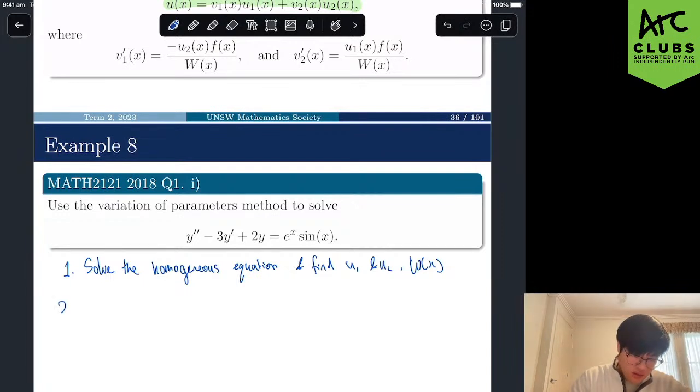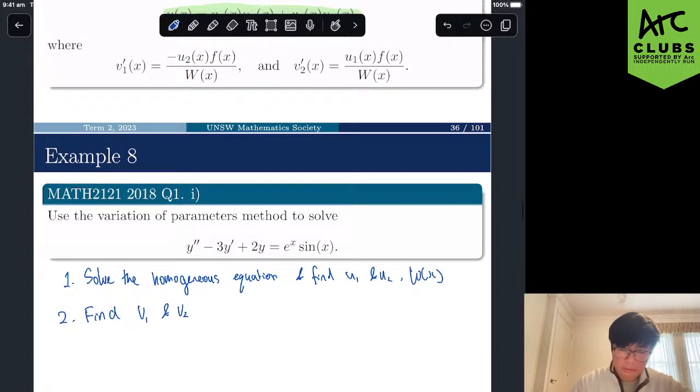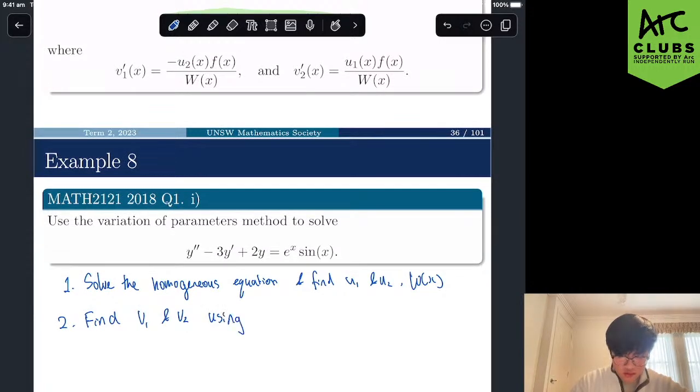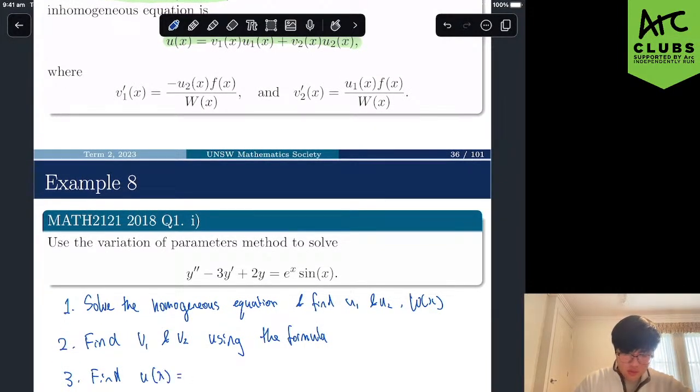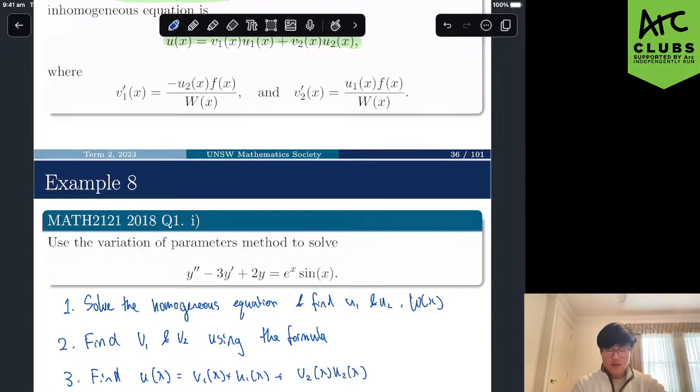The second part is to find v1 dash, or v1, and v2, using the formula. And then finally, the third one is to find u of x, which equals v1(x) times u1(x) plus v2(x) times u2(x). That's the general idea of how we want to use the variation of parameters method.